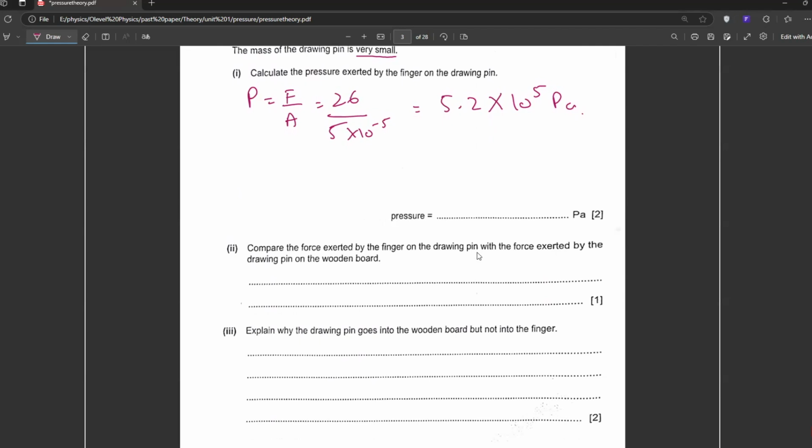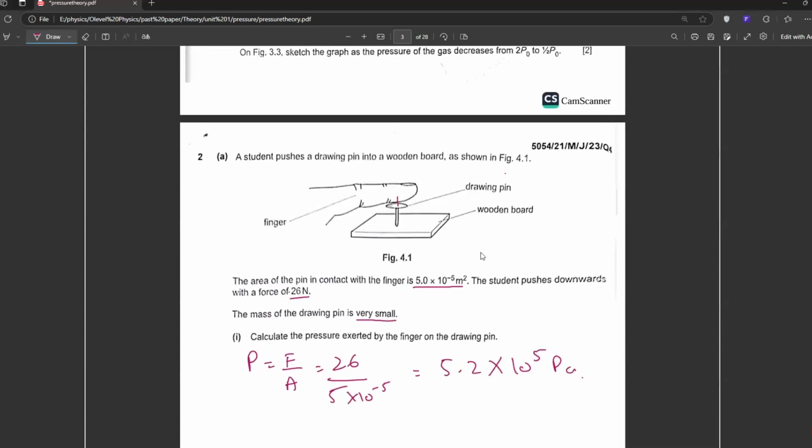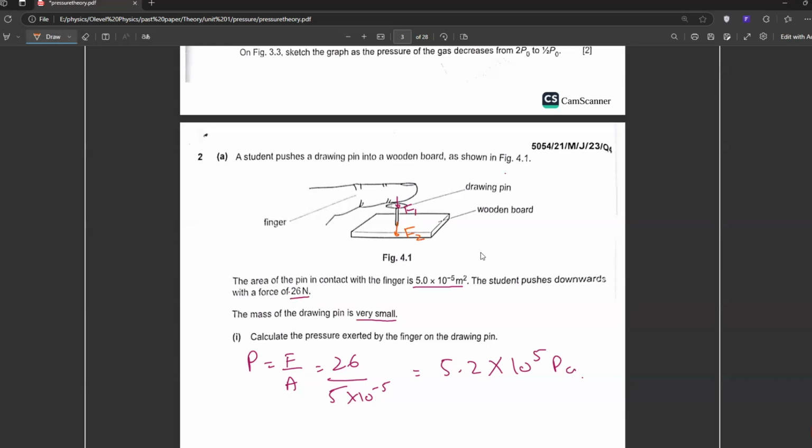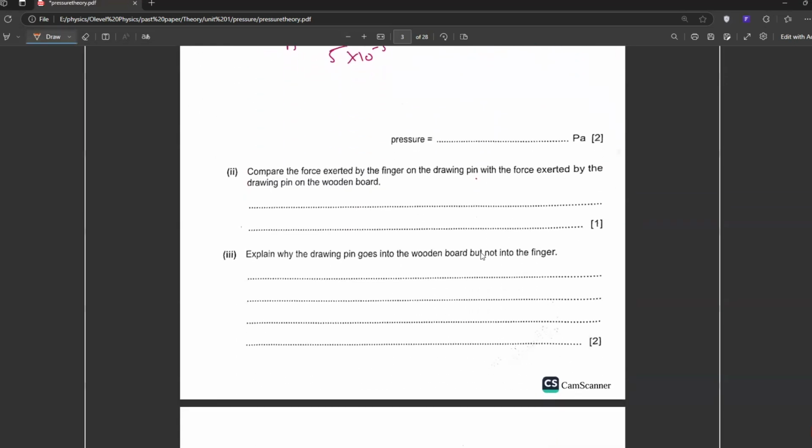Compare the force exerted by the finger on the drawing pin with the force exerted by the drawing pin on the wooden board. Okay, so there are two forces acting here. One is from the finger on the pin, and one is from the drawing pin on the wooden board, like this. Let's say this is F1 and this is F2. Both of them will have the same magnitude. You can say both the forces have the same magnitude. Simple as that. Let's move on to part 3.